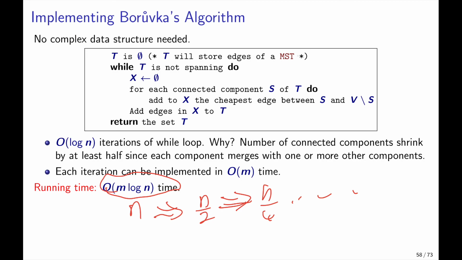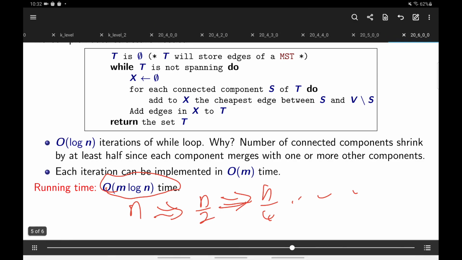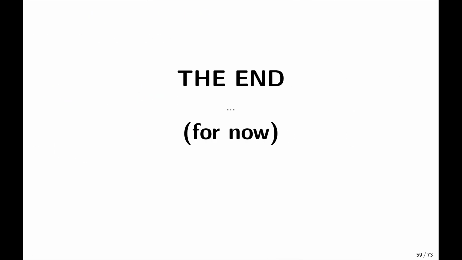And the nice thing about this algorithm is that no data structure, just simple graph algorithm and scanning of edges. So this is a very nice algorithm. And it's from 1926, as I said already several times, which is amazing. Okay, so this was the analysis of Borůvka's algorithm.